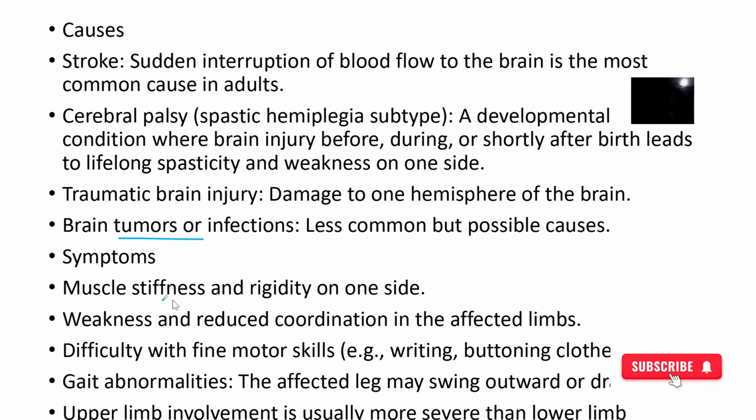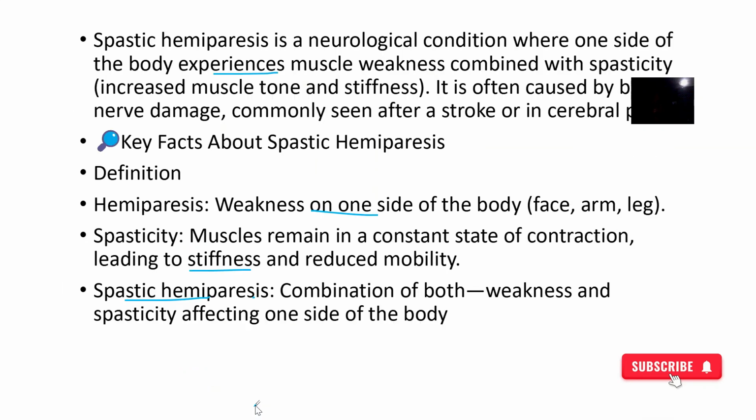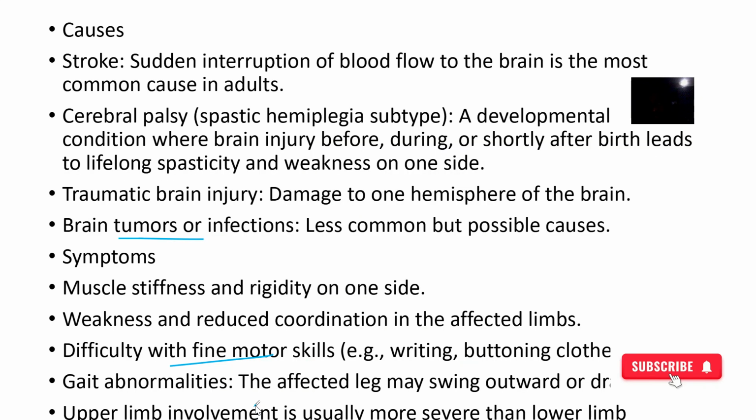So the symptoms: there's muscle stiffness and rigidity on one side, there's weakness and reduced coordination in the affected limb, there are also difficulties with fine motor skills, and gait abnormalities. All right, and sometimes upper limb involvement is much more severe than the lower limb.